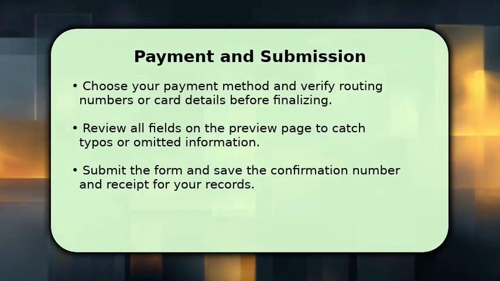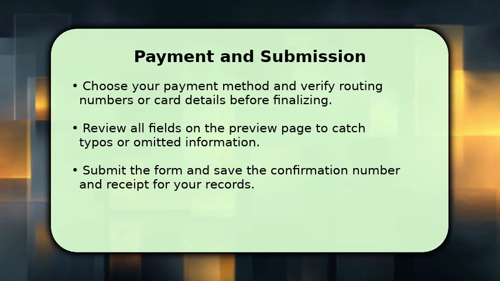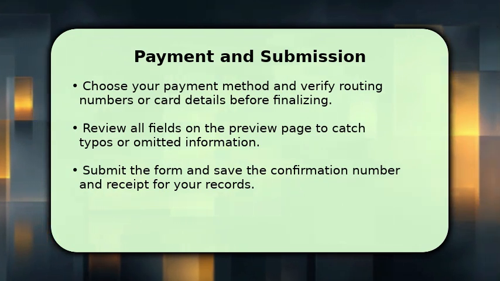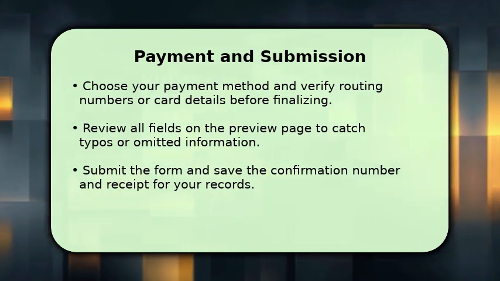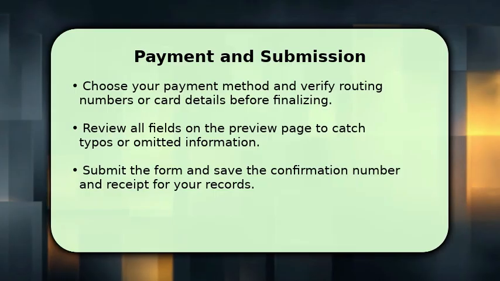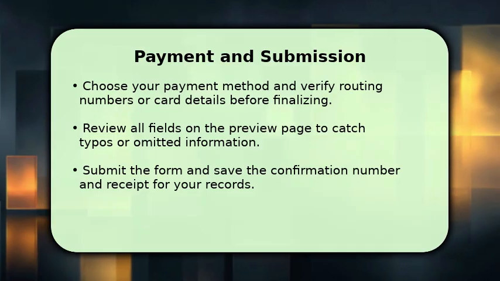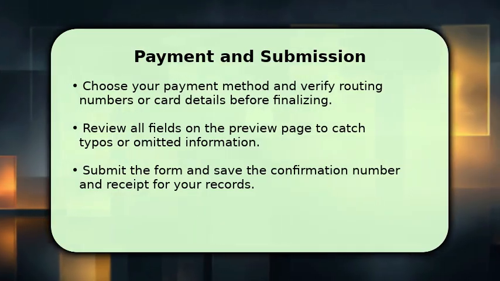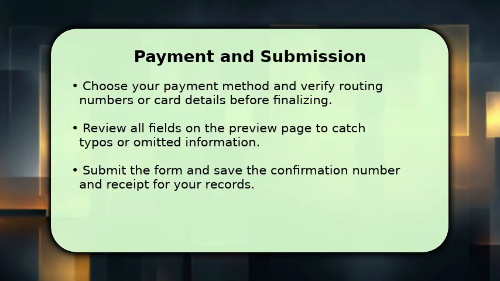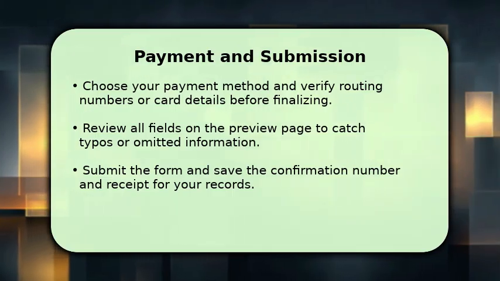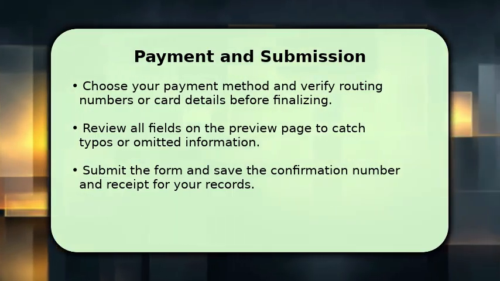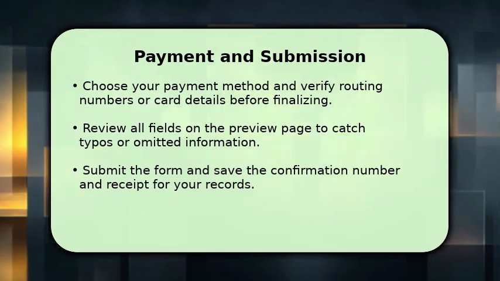Select your preferred method and confirm bank routing or card details to prevent failures. Use the preview or review screen to read every field slowly and correct typos or omissions. After you submit, download and save the confirmation number and receipt for future reference. I'll cover how to correct filing errors if needed and how to check payment status so you stay compliant and worry-free after filing online.